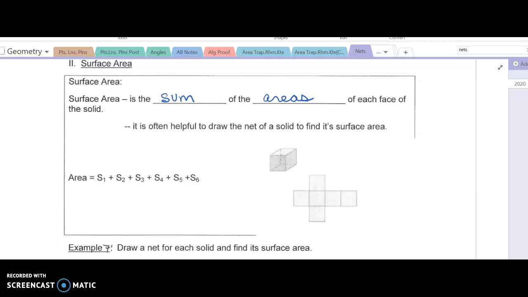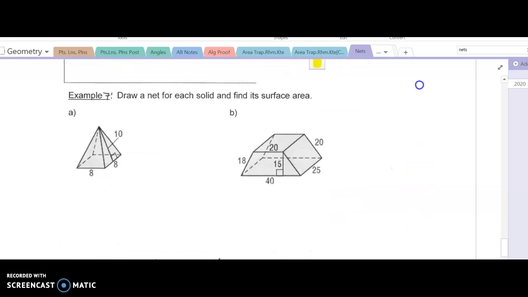Okay, so we're now ready to look at what exactly is surface area, and in our next lesson we'll start finding the surface area of the individual shapes. So surface area is when you just find the sum of all these individual areas. So like on this net of the cube, you would just find the area of all 6 flat sides, and then you would just add them all together. That's what surface area is. And so often it's helpful to draw the net, find the area of the net, and then go from there.